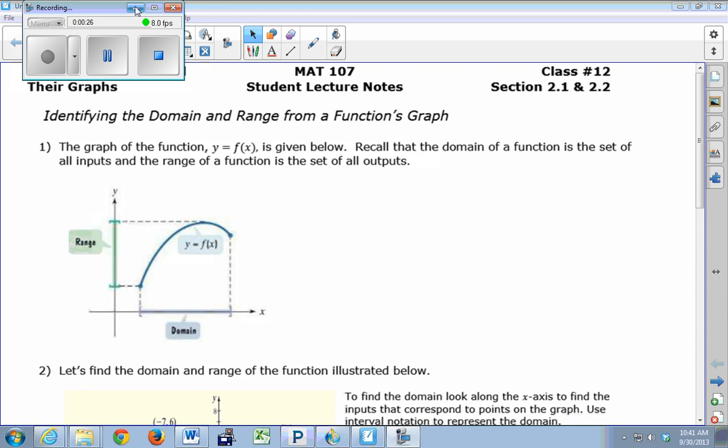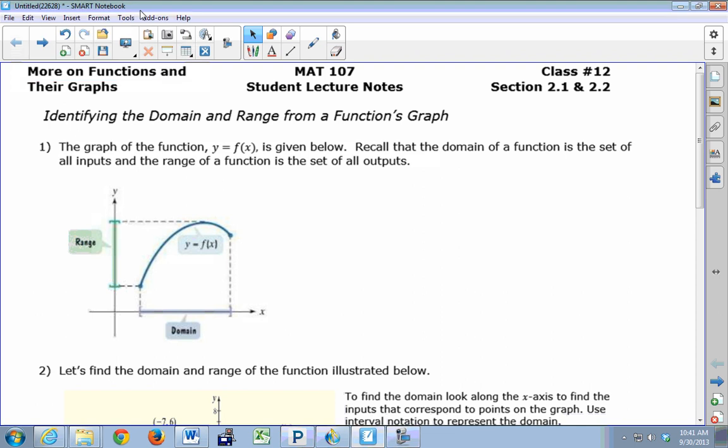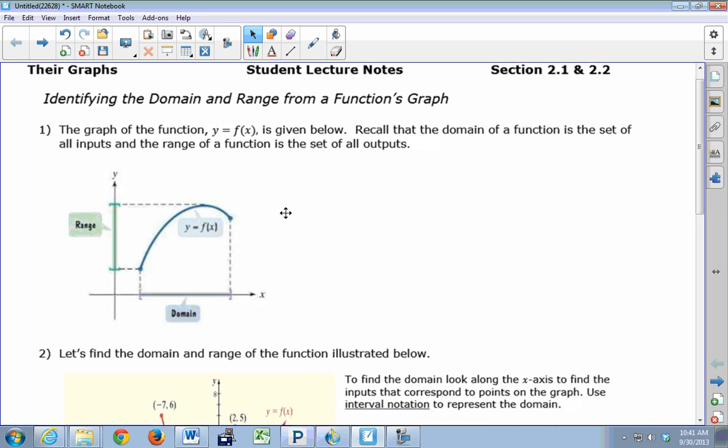So let's start today with reviewing what we talked about a little bit on Wednesday. We talked about the domain and range for a relation and then the domain and range for a function. However, we have not looked at how to identify the domain and range from a function if all we can see is its graph. So I've taken this from your book.